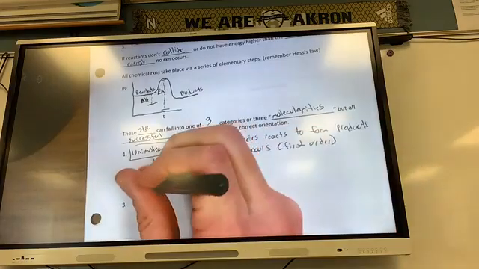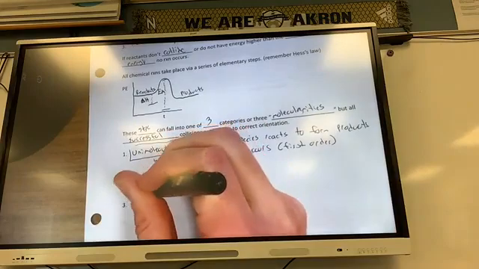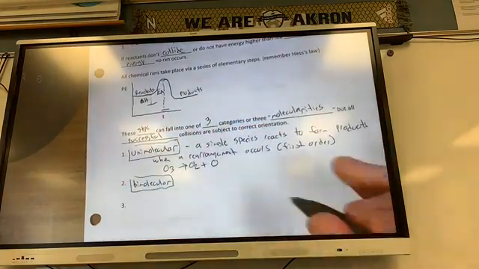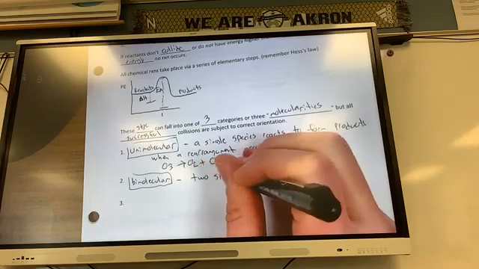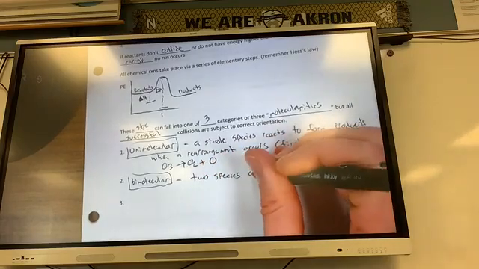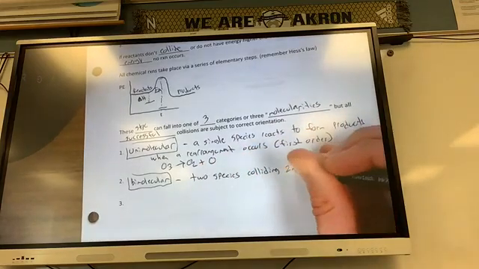Bimolecular. I know you would think it's di, but it's bimolecular. So bimolecular is, guess how many species? Two species colliding. Guess what order this is? Second. Yes, you're a genius.